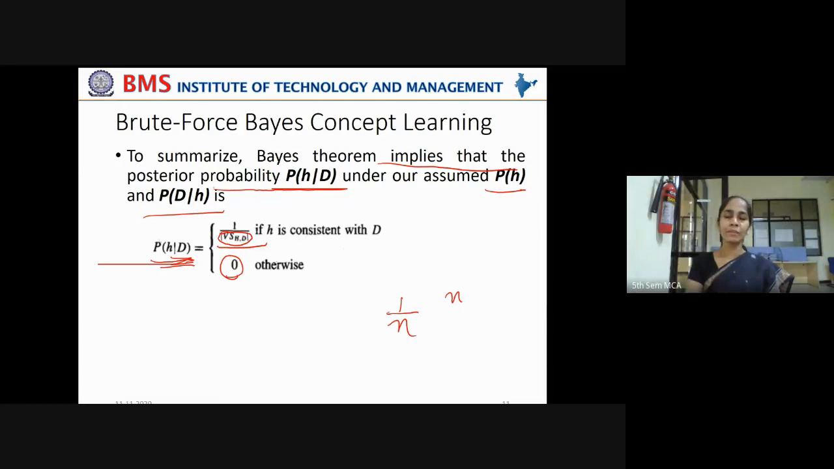And the hypothesis space doesn't contain those kinds of hypotheses which are not consistent with the training examples. That is why its probability of being in the hypothesis space will become entirely 0. Its likelihood of being in the hypothesis space will become entirely 0. Why? Because it is not consistent with the training examples given.